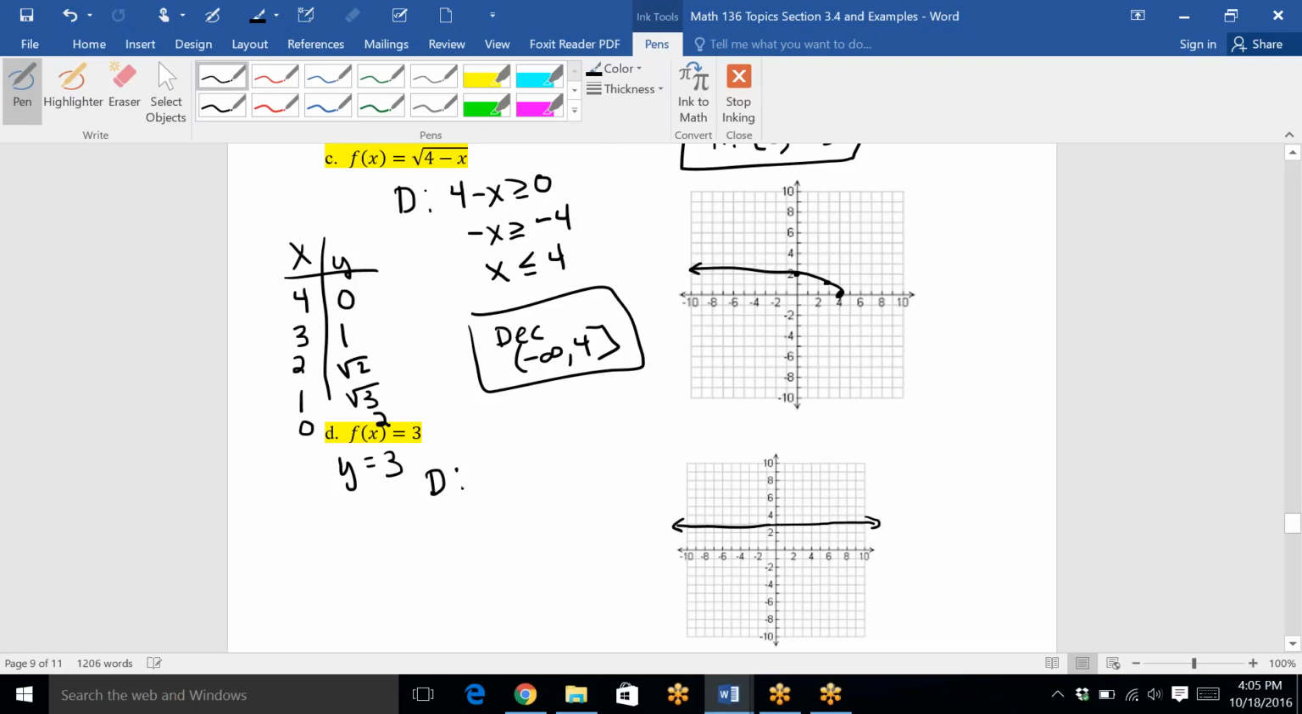So its domain is negative infinity to infinity. Every x shows up somewhere, but its range is a single value. It has a single height of 3. So we put that in set braces. And then this one is always constant, so it would be constant forever on its domain. So there are those pieces.